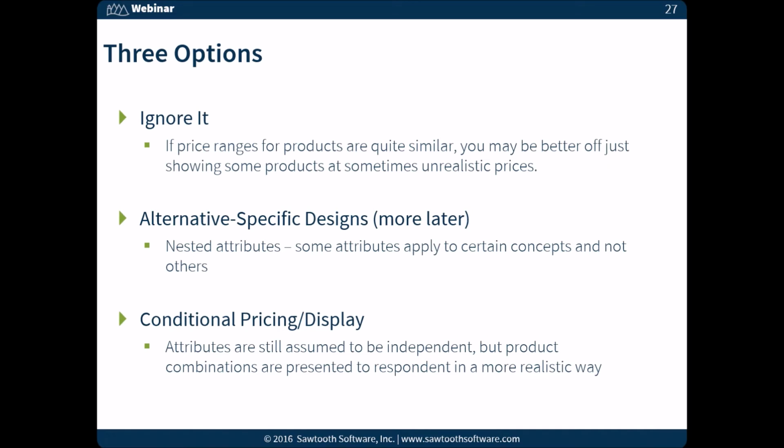But oftentimes when I attempt this approach and I show my client, they say, Megan, this isn't reasonable. This would never happen. And so we go back to the drawing board and we either come up with an alternative specific design, which we'll talk about more later, where we have nested attributes, where some attributes are going to apply to certain concepts but not to others. Or we take a conditional pricing or display approach, where we still assume that our attributes are independent, but we present the combinations of the products or services in a more realistic way.